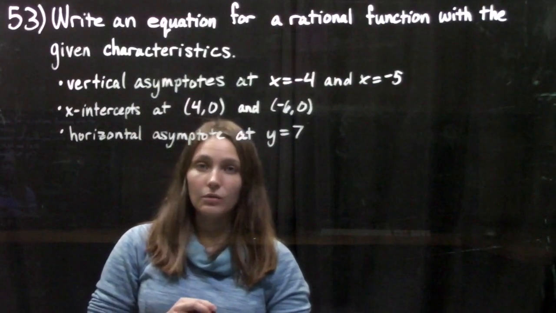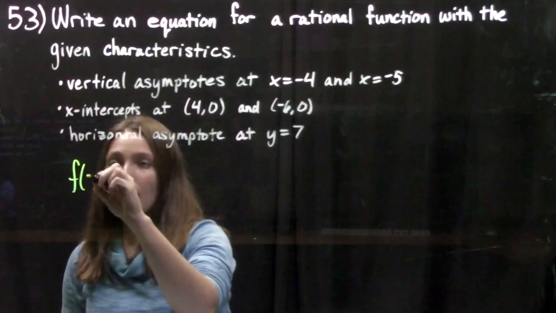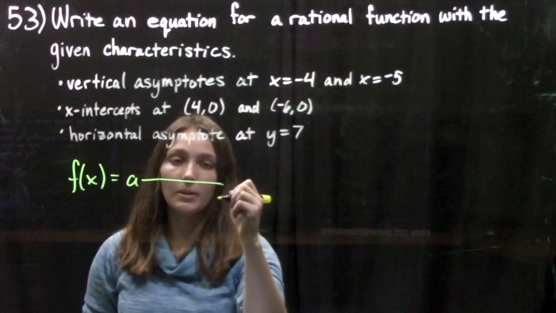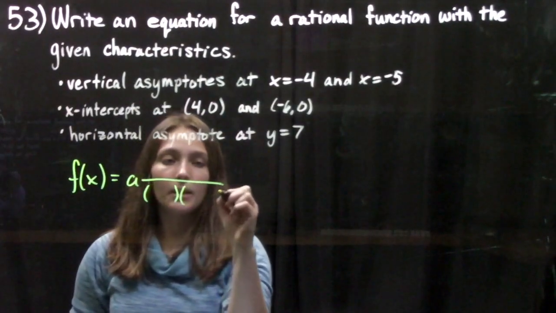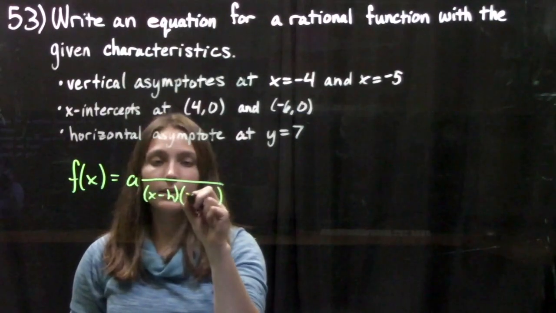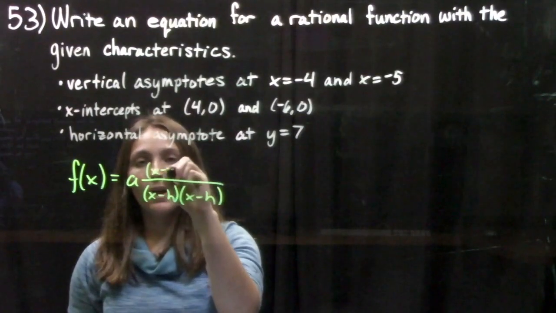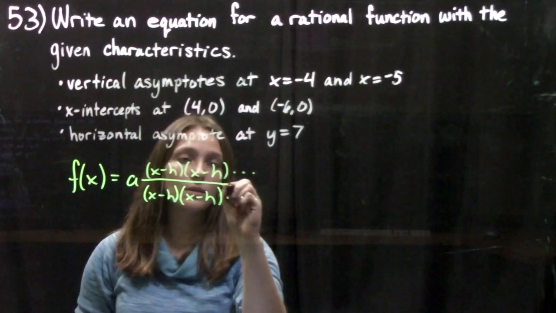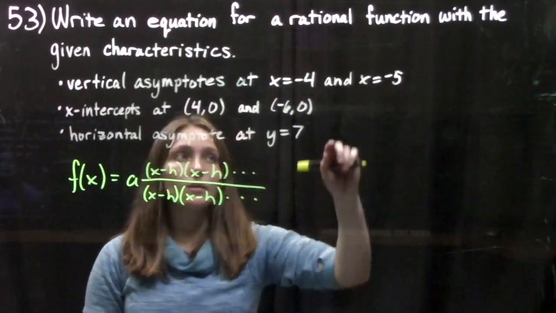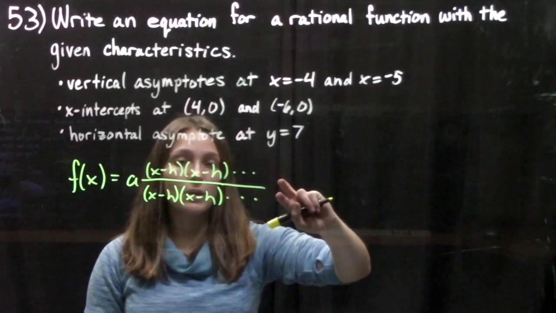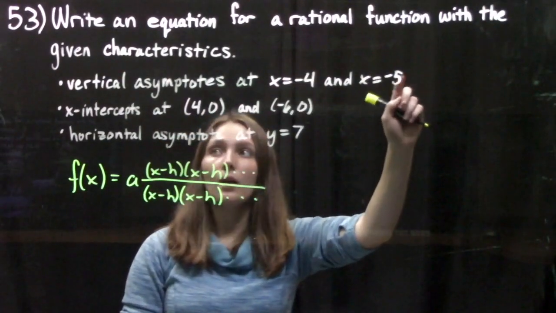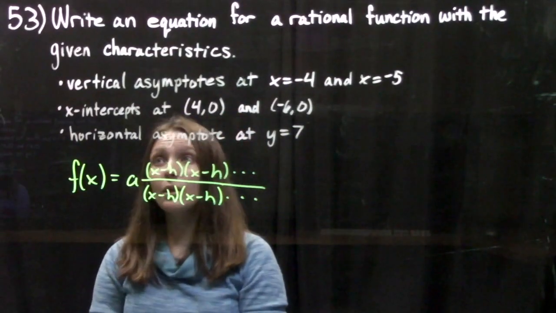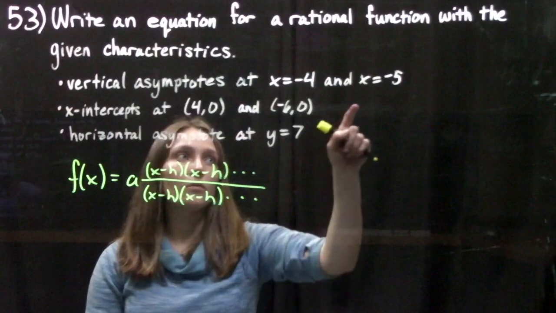So the rational function format that we have is f of x equals a times a numerator over a denominator. And these numerators and denominators are going to have the form of x minus h. We can have as many of these as we want, and we will get which ones and how many we have from our vertical asymptotes and from our x-intercepts. So first we'll go ahead and find the bottom from our vertical asymptotes.